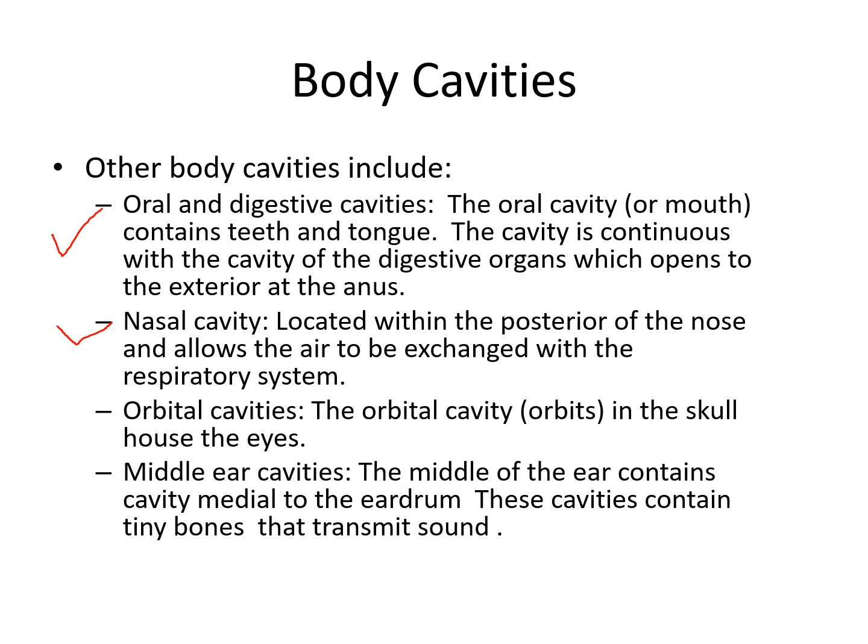The orbital cavities, which I'm sure you already know, are really just our eye sockets, right? And inside of these eye sockets, or orbital cavities, you're going to have the eyeballs. And then the middle ear cavity, which is sort of the redheaded stepchild, is inside of our ear, and these contain teeny bones that help transmit sound. We'll talk a lot about that when we get to the special senses section.